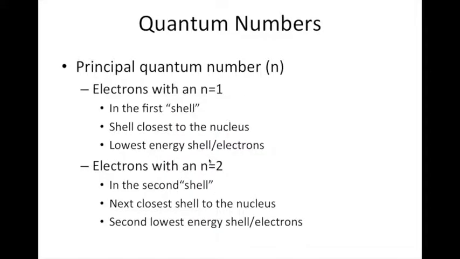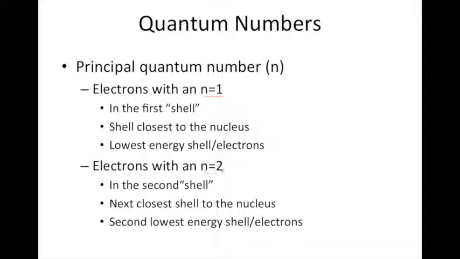Let's talk about this in a bit more detail. An electron may have an n equal to 1, right? Its principal quantum number could be 1. If an electron has an n equal to 1, we say it's in the first shell. So it's in the shell that's closest to the nucleus, and the closer the shell or an electron is to the nucleus, the lower the energy of that electron. As electrons are located in shells further from the nucleus, the energy of that electron gets higher and higher.